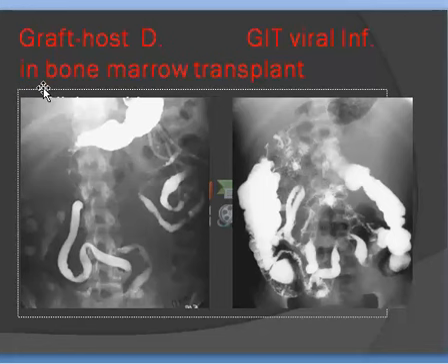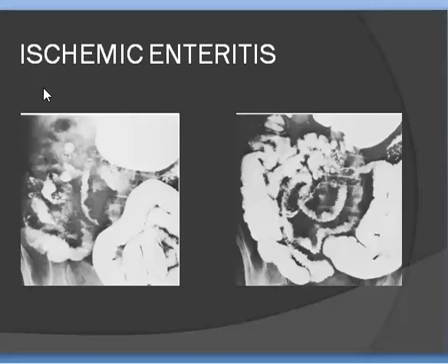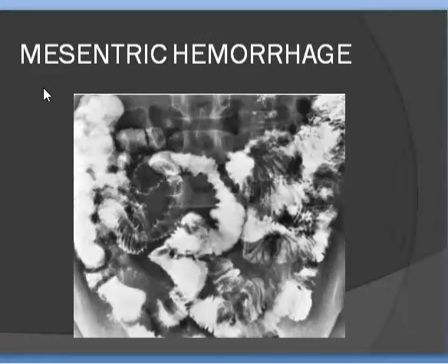In bone marrow transplantation, sometimes you may get such an appearance due to GIT viral infection with separation of the loops. Ischemic enteritis with narrowing and submucosal hemorrhages can present in ischemic enteritis as several loops. Mesenteric hemorrhage can present with some printing along the small intestinal involved loops like this, here and there. Mesenteric hemorrhage.